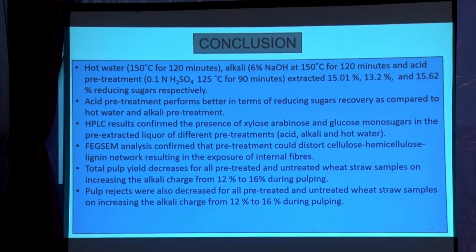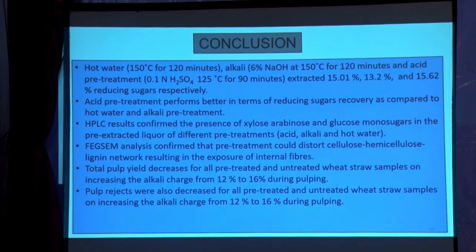Now coming to the conclusion, the hot water, alkali, and acid pre-treatments extracted 15.01%, 13.2%, and 15.62% reducing sugar respectively. Acid pre-treatment performs better in terms of reducing sugar recovery as compared to the hot water and alkali pre-treatments. The HPLC analysis confirmed the presence of xylose, arabinose and glucose monomers in the pre-extracted liquors. The FE-SEM analysis confirmed that the pre-treatment could distort the cellulose, hemicellulose and lignin network.